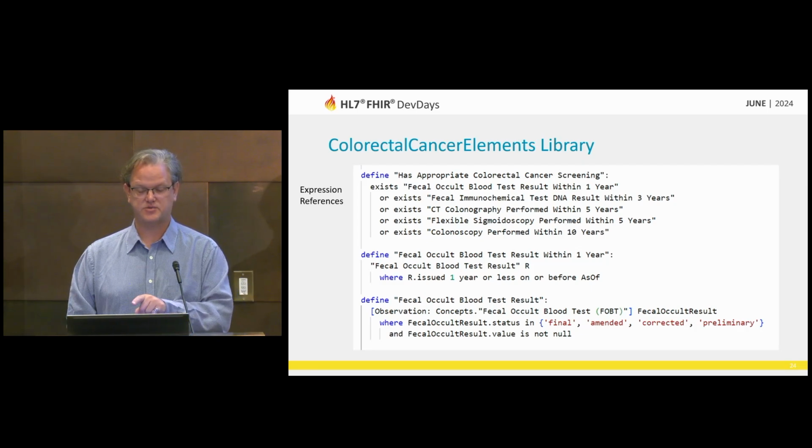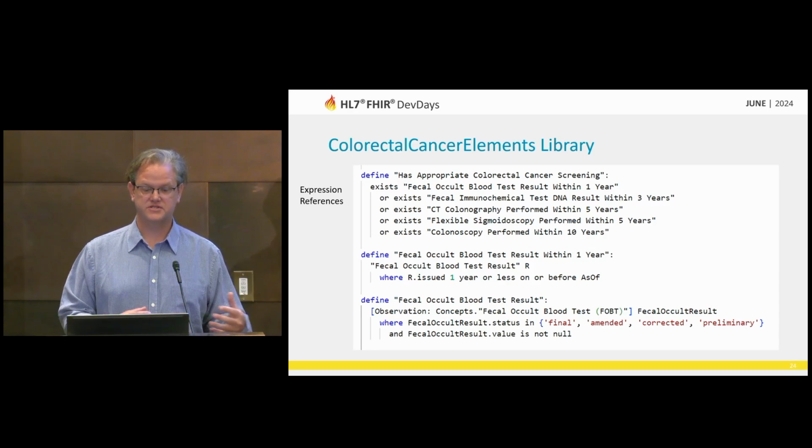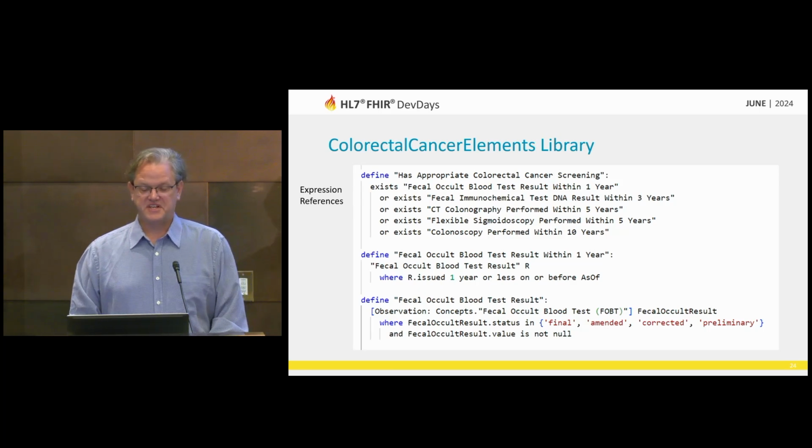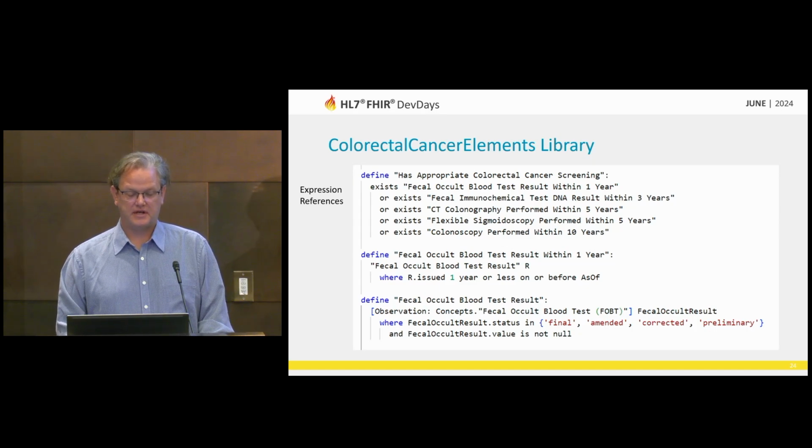So if you read this, has appropriate colorectal cancer screening, it's very similar to the actual L1 representation here. But this is a formal L3 representation that can actually be shared and implemented consistently across systems. So exists fecal occult blood test within 1 year, fecal immunochemical test DNA result. Any of these returning true will return true for the entire thing. So let's dig into that a little bit. That fecal occult blood test is actually itself a reference to fecal occult blood test result, where the issued is 1 year or less on or before as of.